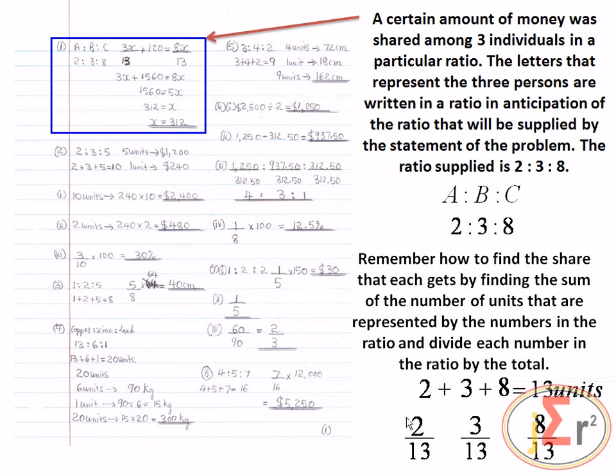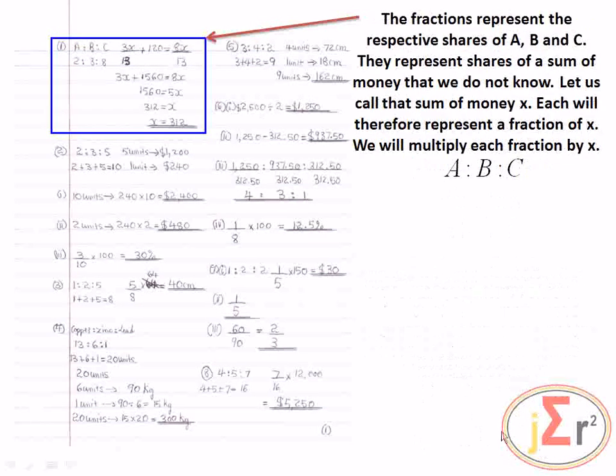So this is the fraction of the entire sum that this one will get, and this is the fraction of the entire sum that this one will get. This is a fraction of the entire sum that this one will get. The fractions represent the respective shares of A, B, and C. They represent shares of a sum of money that we do not know.